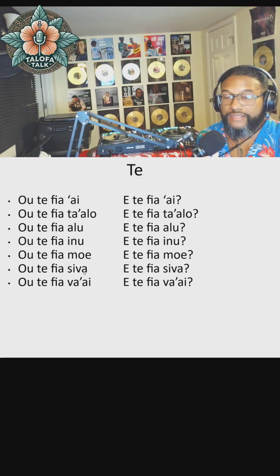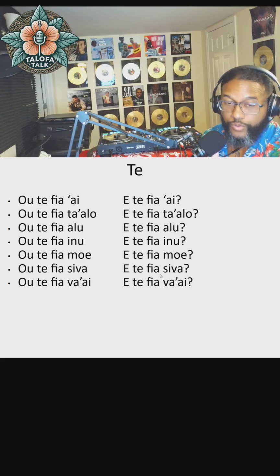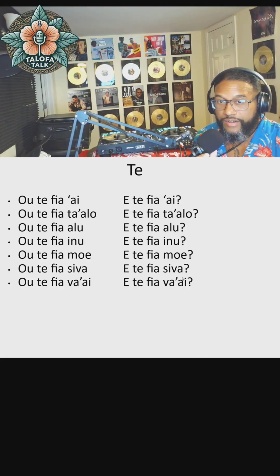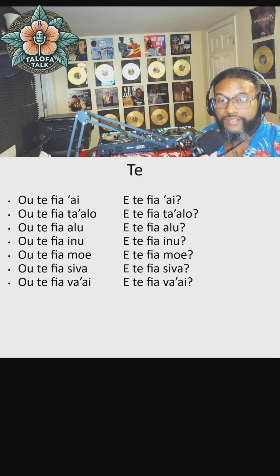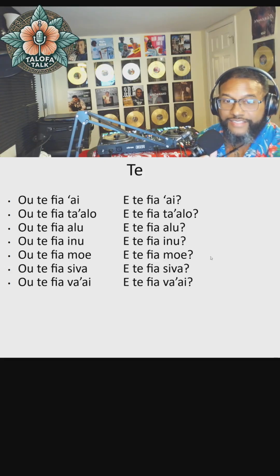Ote fia siva. I want to dance. Siva is to dance. Do you want to dance? Ete fia siva. So if you're at a party, some of you high school kids, if you're on here, I don't know if you guys are doing that kind of stuff anymore, but if you are, and you see a Samoan girl or somebody who understands Samoan, then you walk up to them and just say, ete fia siva. You want to dance? And that's a wrap. You're going to get married after that.